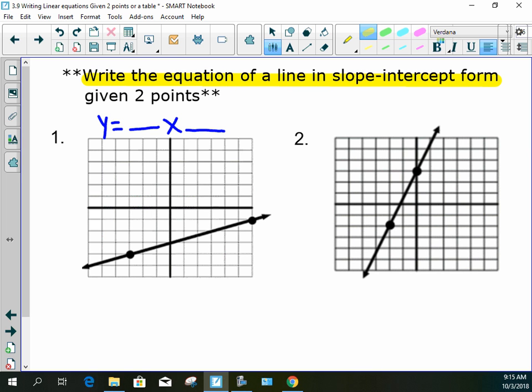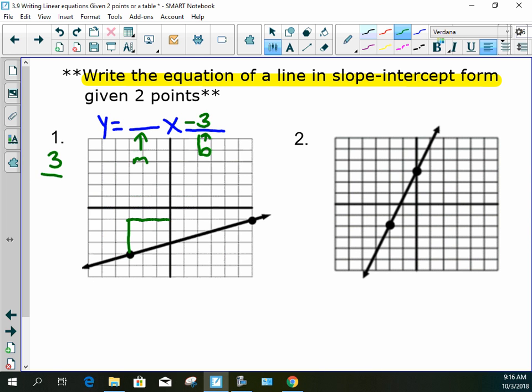Now, what goes in this blank right here? Your y-intercept. What goes in this blank? So my y-intercept is right here. What's my y-intercept? -3. What's my slope? Well, let's count. I go up 2, so my top number is 2, and I go over 1, 2, 3, 4. Oh, sorry, up 3. I only wanted to go up 2. 1, 2, 3, so I go up 3.